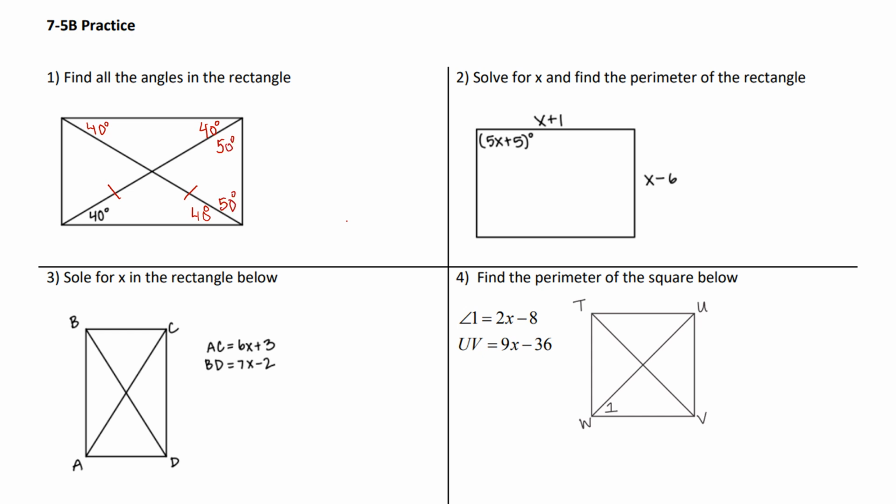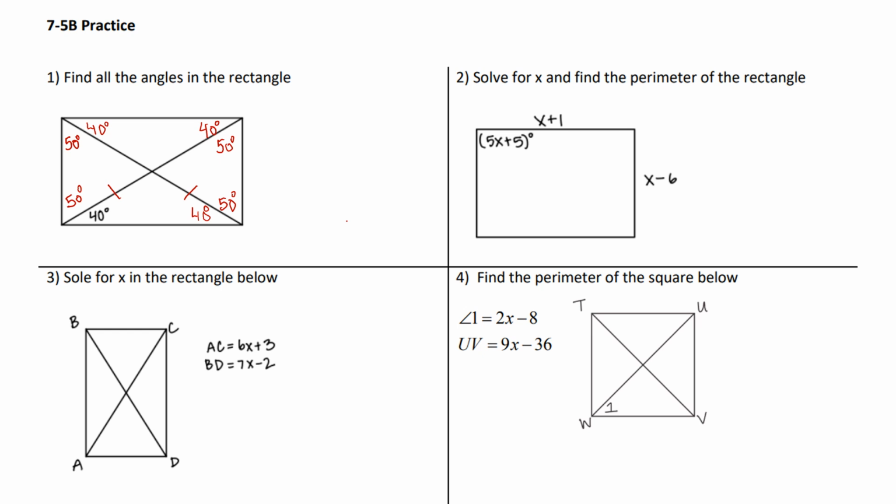Notice that the diagonals do not bisect those angles. 40 and 50 are not the same size. And then also notice that the diagonals don't form right angles. They're not perpendicular because it's not a rhombus, it's a rectangle.